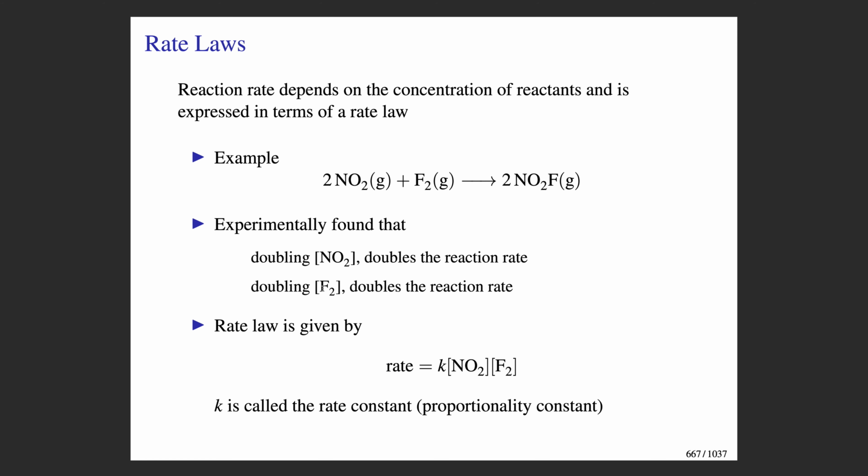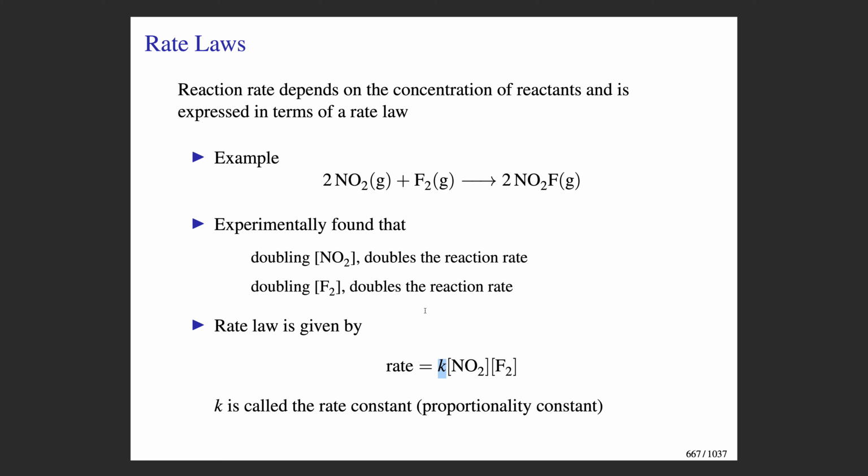Okay, and the information that we're given, if you double the NO2 concentration, the rate must double. That tells us that the rate is proportional to the NO2 concentration. The same thing is true for this statement right here, that doubling the fluorine concentration doubles the rate means that the rate is proportional to the fluorine concentration. This proportionality factor k is called the rate constant.